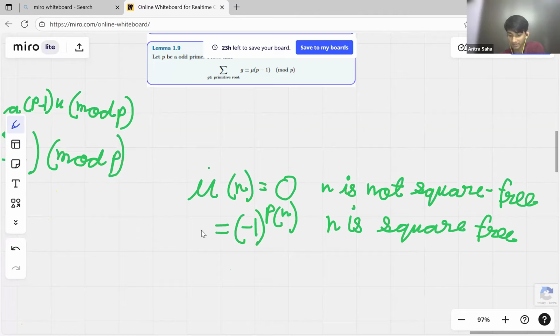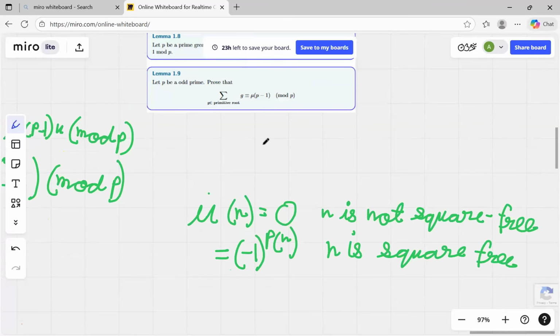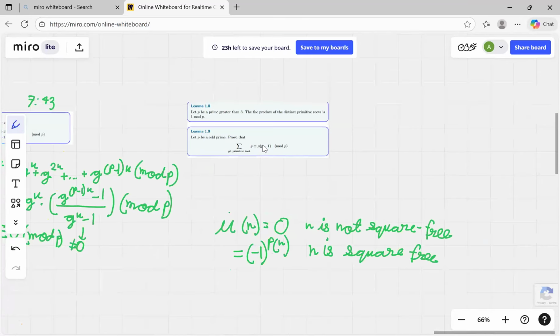But something like 30, this is -1 because it has 3 prime divisors. And something like, I don't know, 12 is 0 because it is not square free. Number of distinct primes or just prime divisors? Yeah, number of distinct prime divisors. Aritra, can you zoom it out a bit because things are not visible.